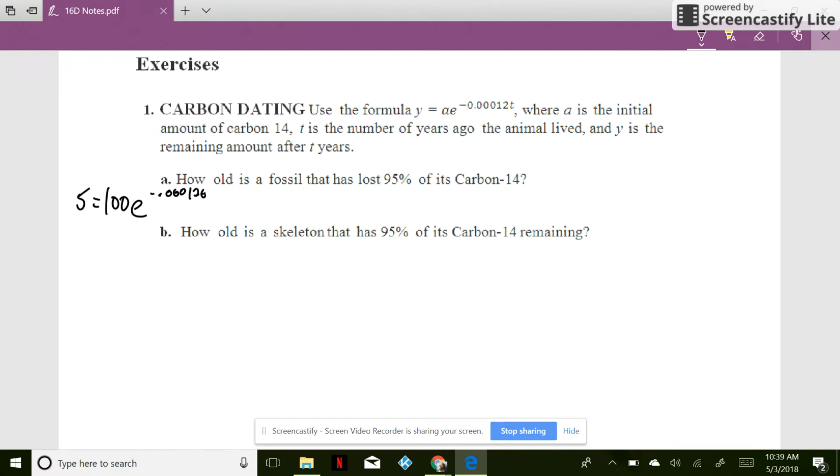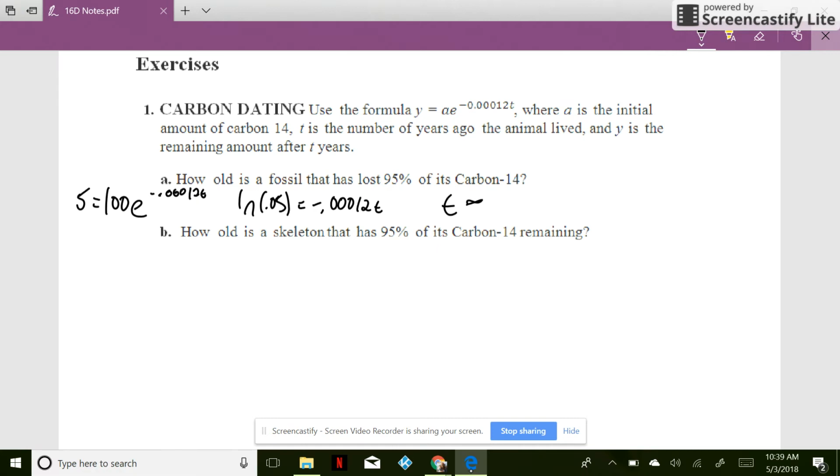So then you can solve. So you would divide by 100, and then you take the natural log of both sides. So you'd end up with natural log of 0.05 is going to be just the exponent part. And then you can divide.